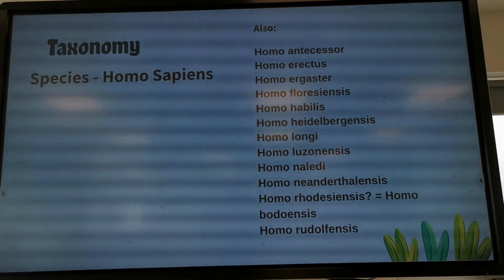So there are different kinds of subspecies within that Homo sapiens species. So does anyone know what Homo sapiens actually means?